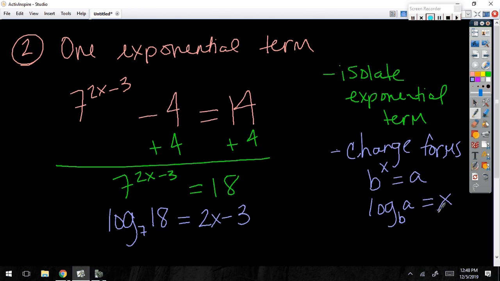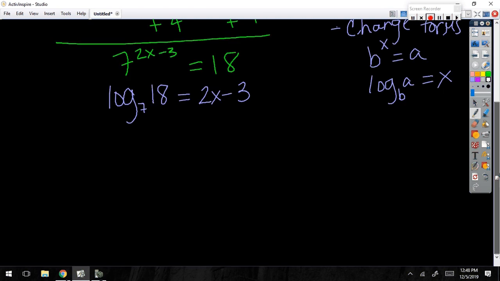Okay, so be able to go from one to the other, top to bottom, bottom to top, so that you can change form so you can solve, because now it is an easy solve, or it should be an easy solve.